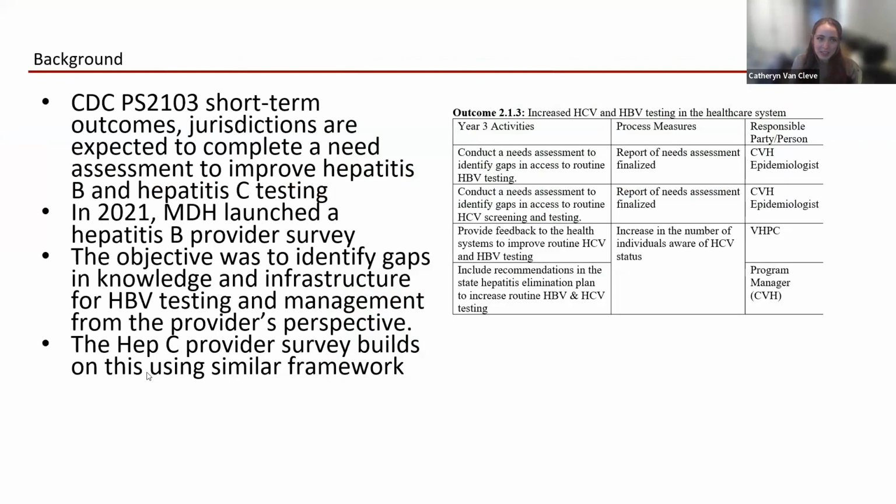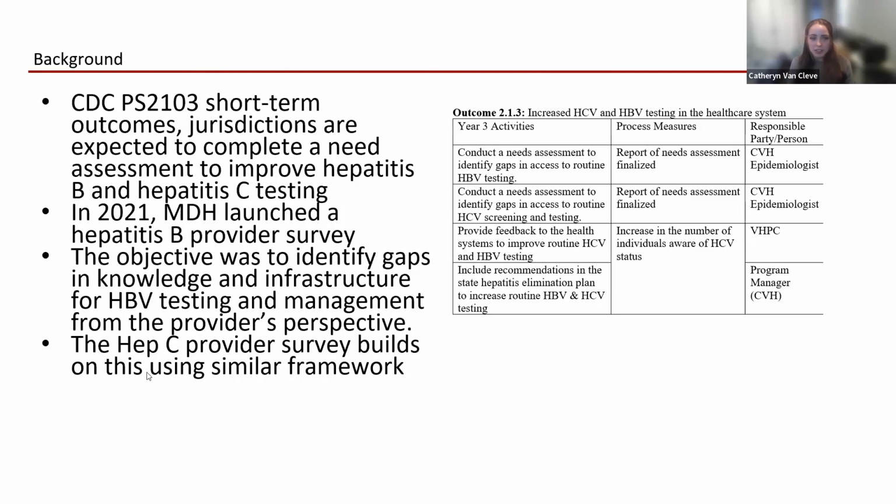So jumping in, just a bit of background. As you all know, we were conducting our provider surveys in accordance with the CDC PS 2103 short-term outcomes. You can see on the right our activities and process measures with the goal of improving our hepatitis B and C testing across the state.